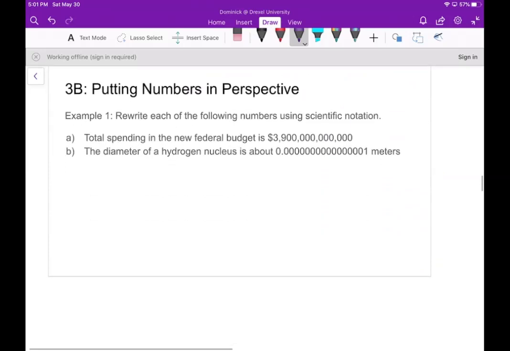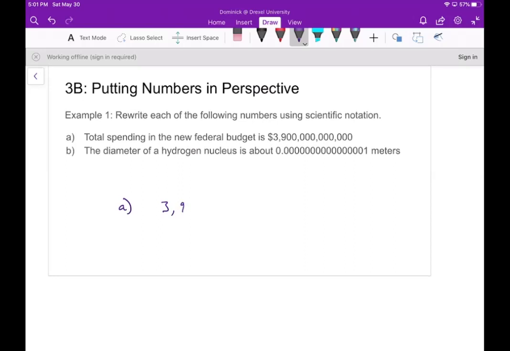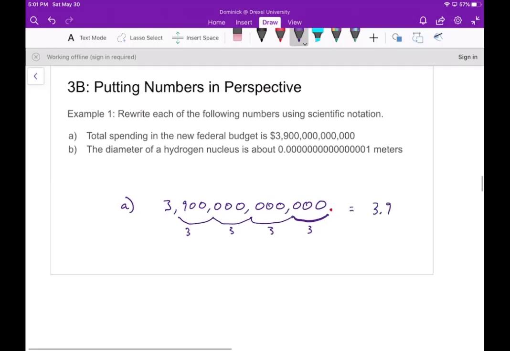Okay, so let's look at another example. In part A, we have that the total spending in the new federal budget is 3, and I guess this is trillion, 900 billion, and then we have all these zeros. Well, right now, the decimal's right here, so I need to move it. This would be 3 spots, 1, 2, 3, another 3 spots, another 3 spots, and another 3 spots. So that's 3, 3, 3, 3, a total of 12. So this is going to be 3.9 times 10 to the 12th.